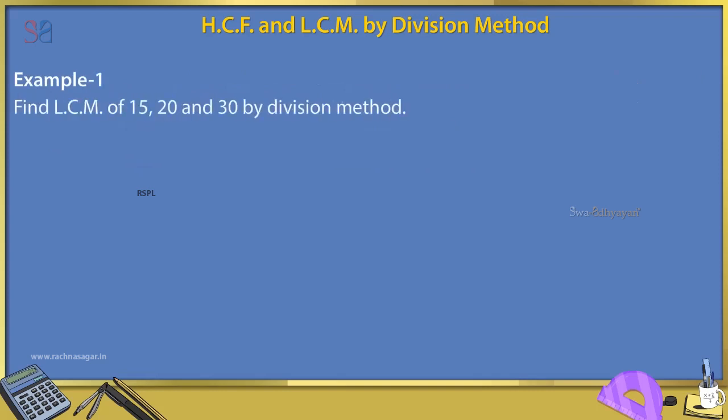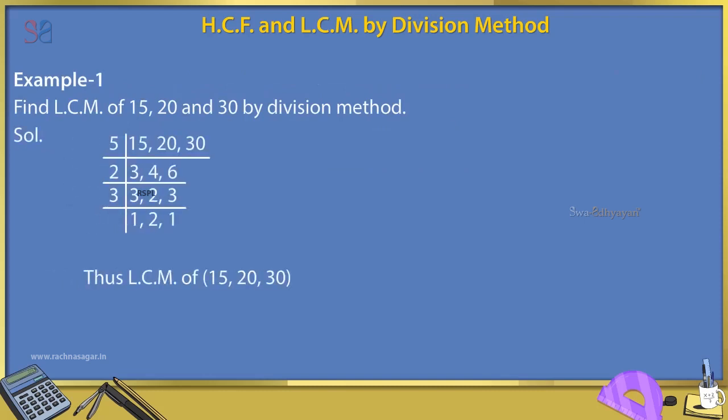Example 1. Find LCM of 15, 20 and 30 by division method. Solution. Thus, LCM of 15, 20, 30 is equal to 5 multiplied by 2 multiplied by 3 multiplied by 1 multiplied by 2 multiplied by 1, which is equal to 60.